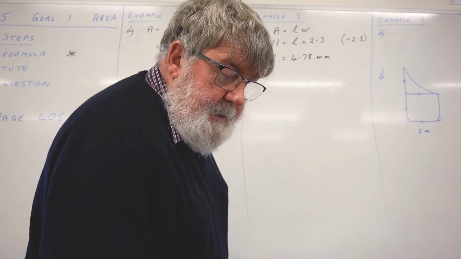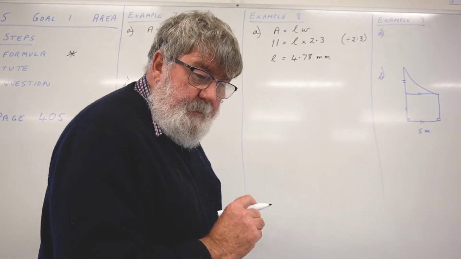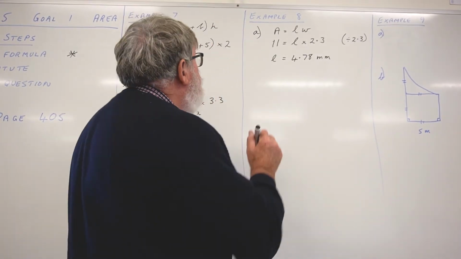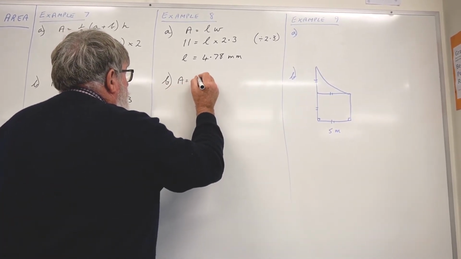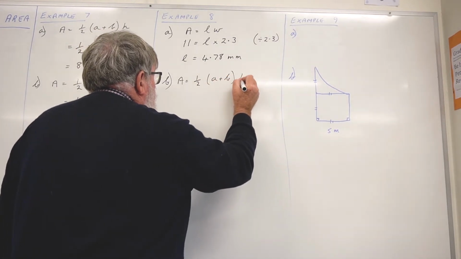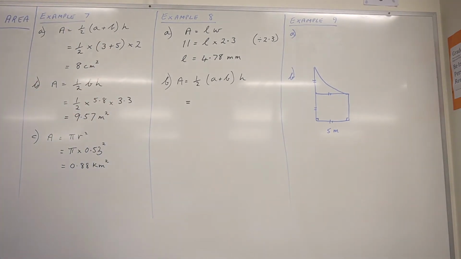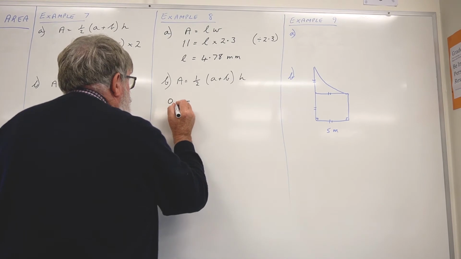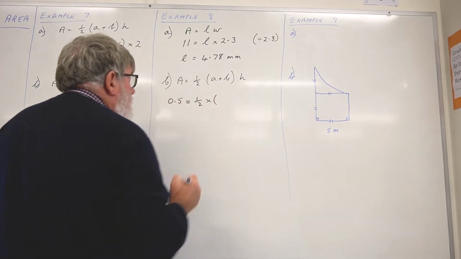B is a little bit more involved again. We've got a trapezium. Look at it there on the bottom of page 406. So what have I instructed you to do? Write out the rule. Then substitute. Do we know the area of the trapezium? Yes, we do. It is 0.5. Half multiplied. Do I know A?